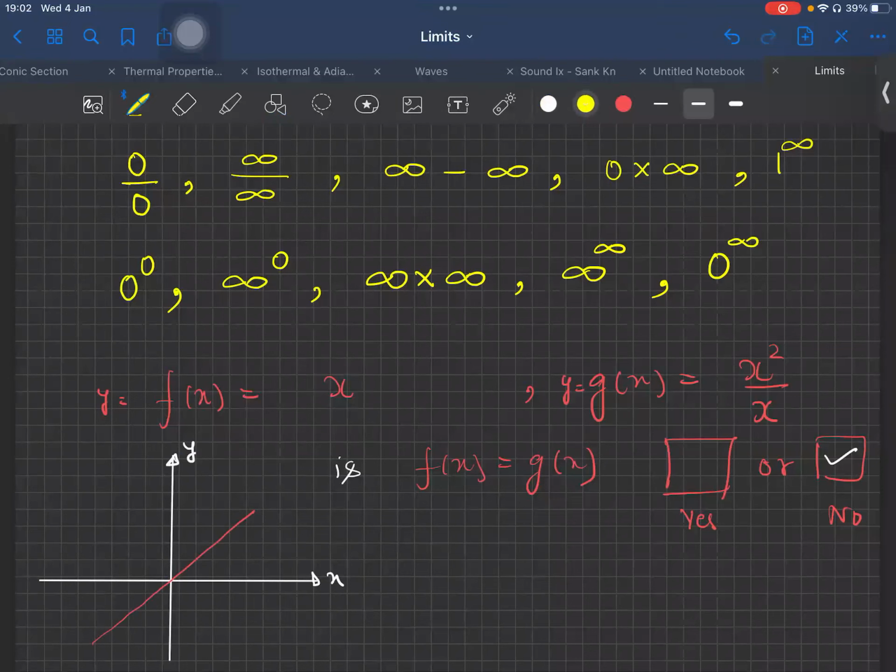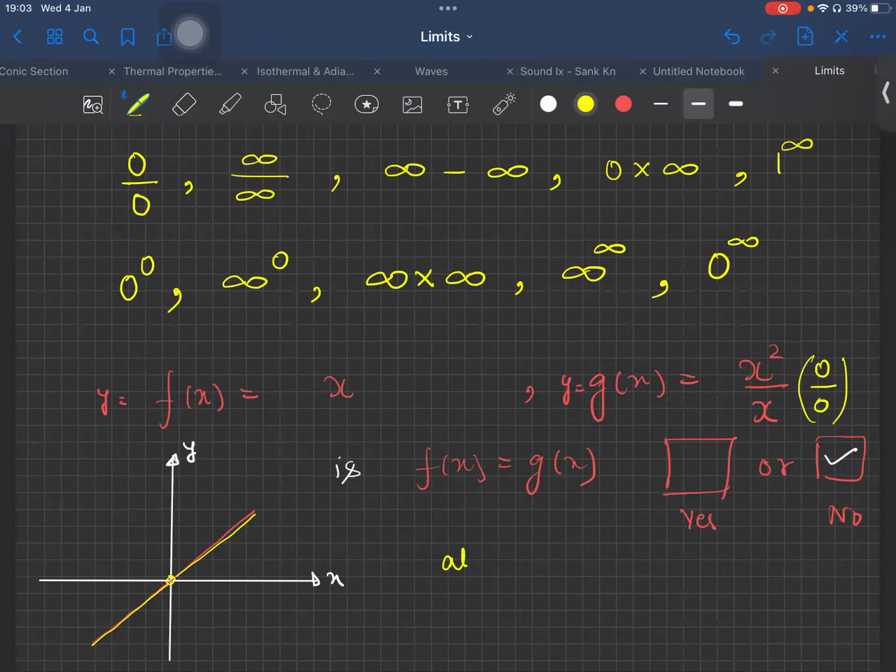Now let's plot g of x. So g of x is also kind of similar, but at x is equal to 0, the function is not defined, right? So g of x is not defined when x is equal to 0. You see? The denominator must be defined, no? So the denominator cannot be 0. If x is equal to 0, this function will become 0 upon 0, right? Is it or not?